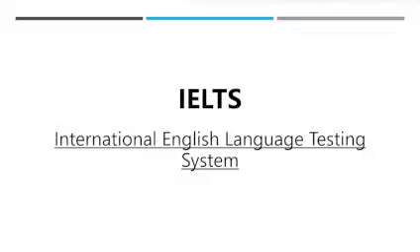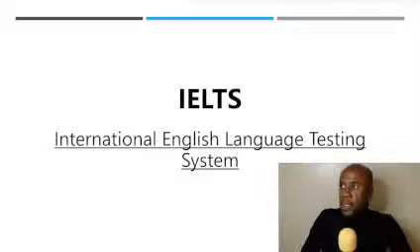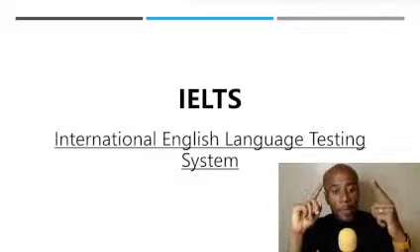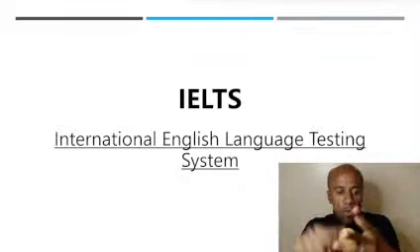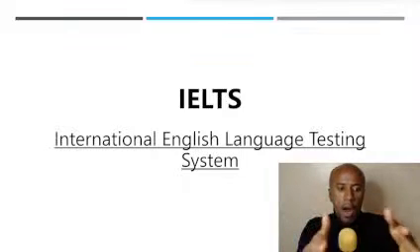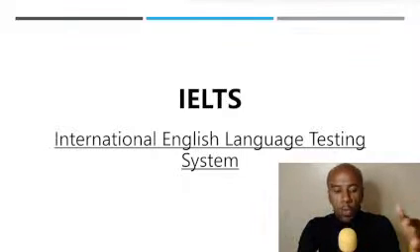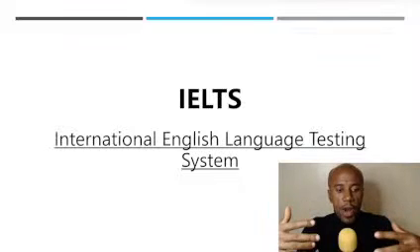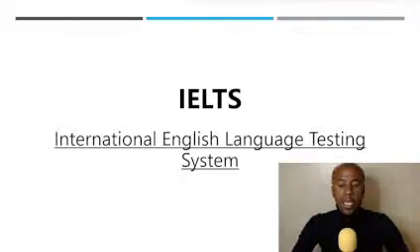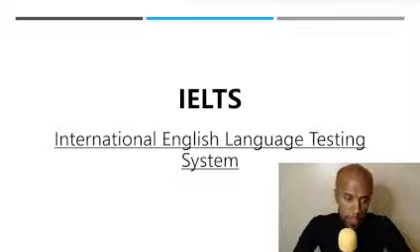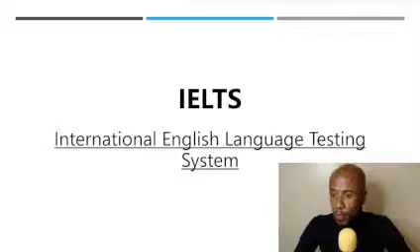So the IELTS test consists, in fact, of four parts. It consists of testing listening, then the reading, then the writing, then the speaking. Each part is designed to test different language skills, and the test is graded on a scale from 0 to 9, with 9, of course, being the highest level of proficiency.